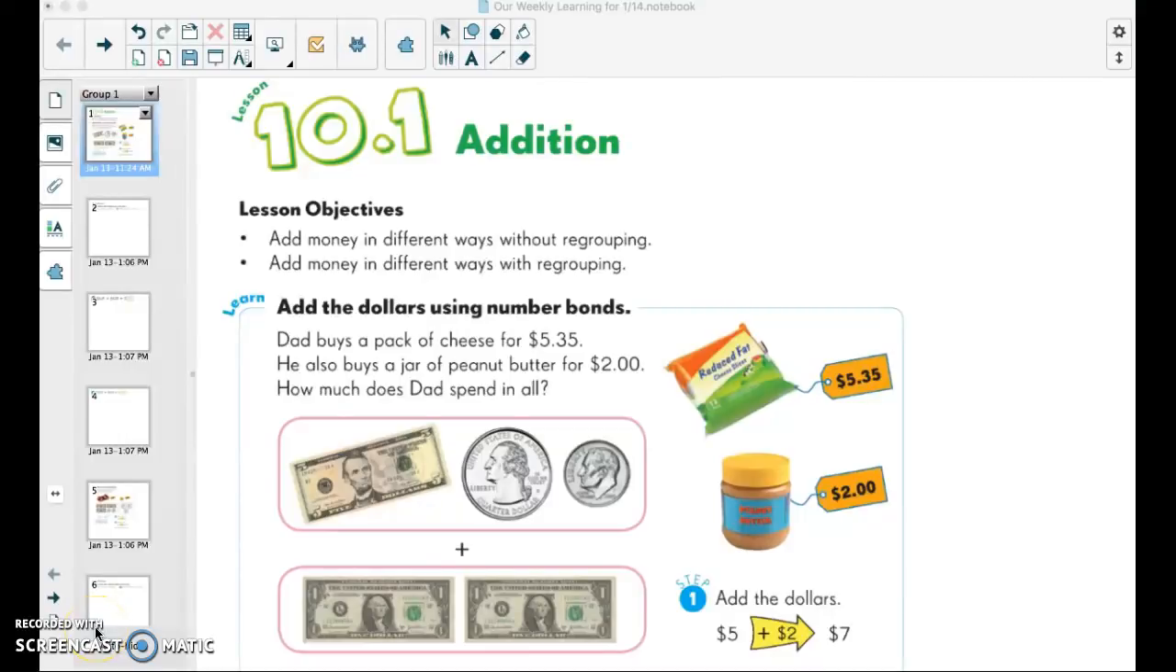Today we are going to be adding money in different ways without regrouping and adding money in different ways with regrouping. Let's learn. Add the dollars using number bonds. Dad buys a pack of cheese for $5.35. He also buys a jar of peanut butter for $2. How much does Dad spend in all?